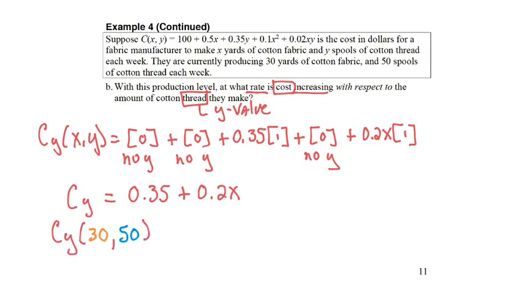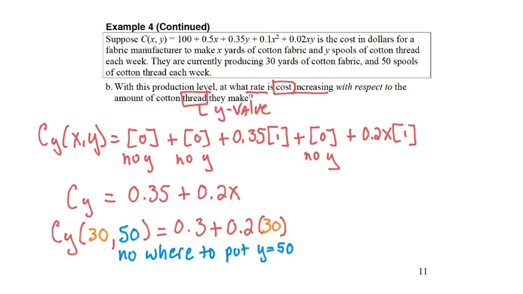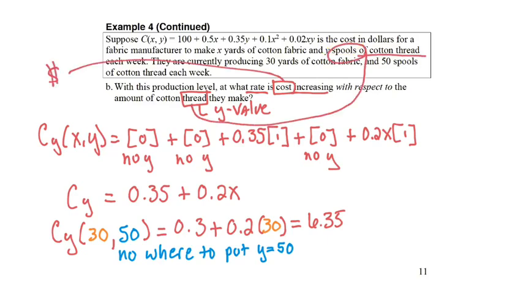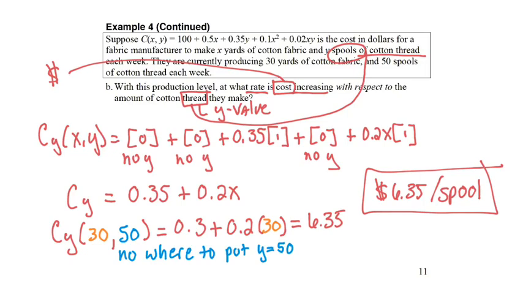And again, we need to evaluate it for the 30 yards of fabric and the 50 spools of thread. So plugging the 30 in, notice there is nowhere to put y equals 50 because there is no y value. That's fine. We get 6.35. And this time for the units, we're doing the cost, and we know that the cost is in dollars. But remember, the y is in spools of cotton thread. So there's cost in dollars, and y is in spools of thread. So $6.35 per spool.